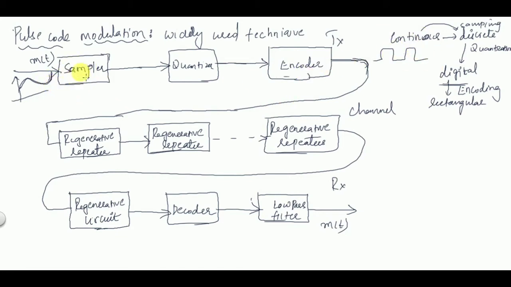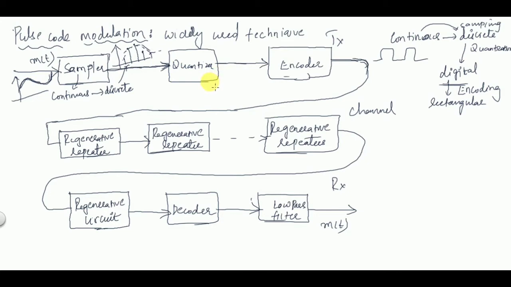So the first stage is the sampler. Sampling is used to convert continuous time signals into discrete time signals. If this is your continuous time signal, then the output of the sampler will be like this. If you add the amplitudes, it will be the same as your message signal. So the output of this sampler will be a discrete time signal, which is given as input to the quantizer.